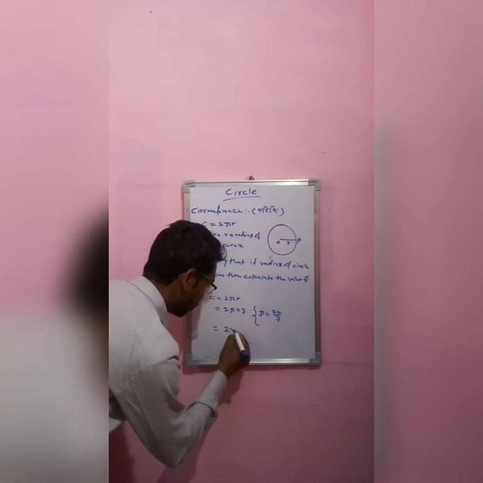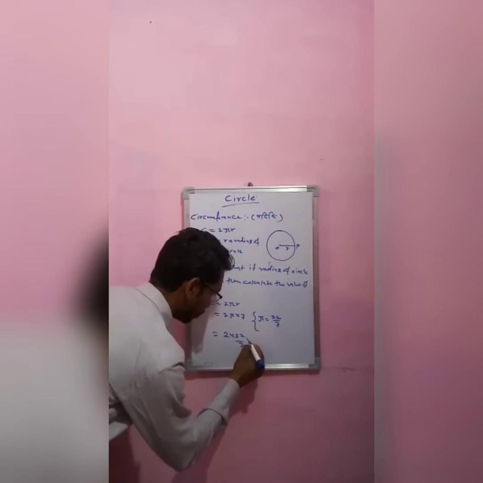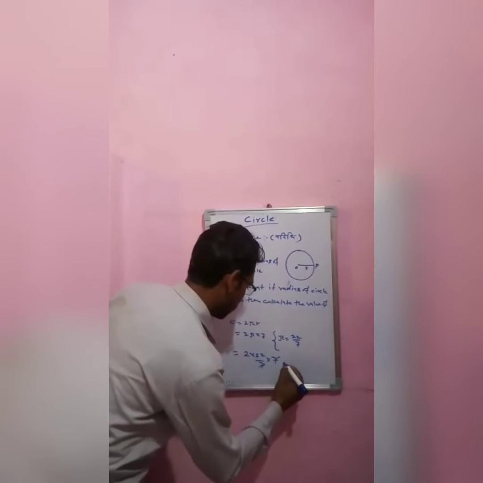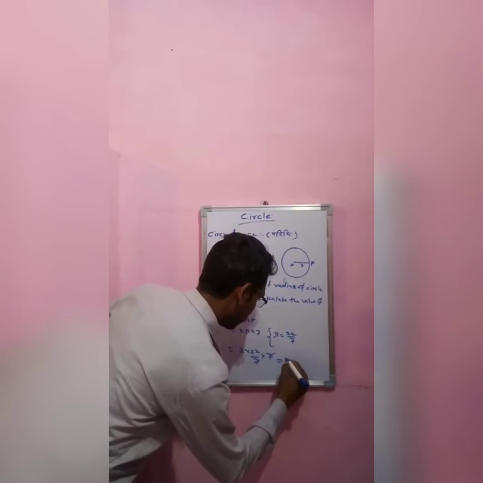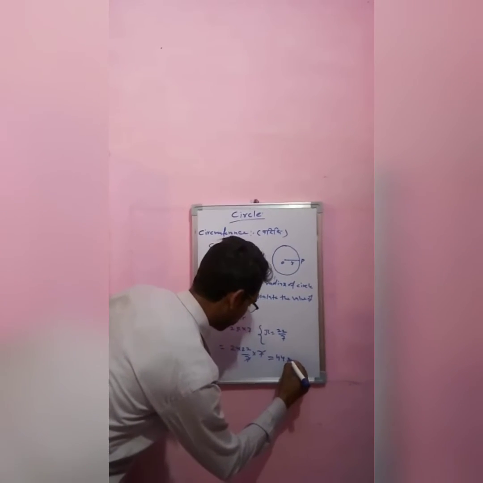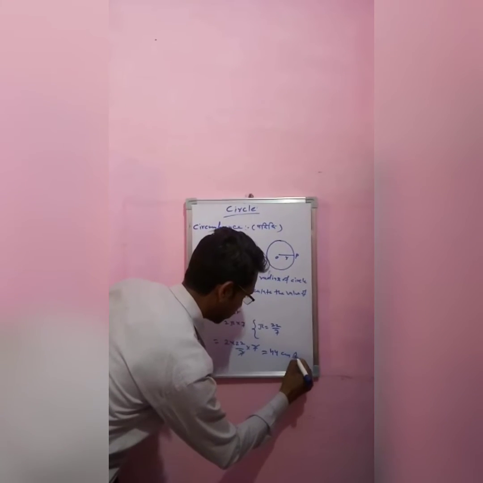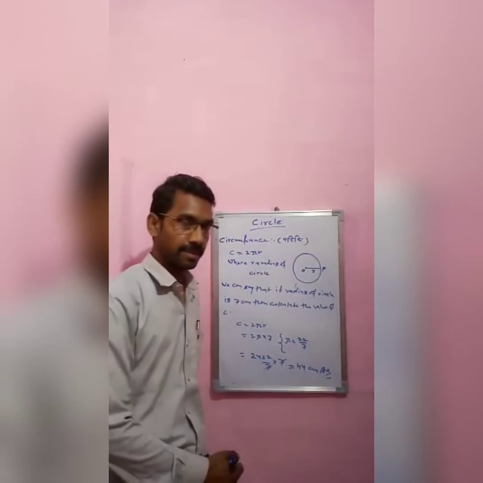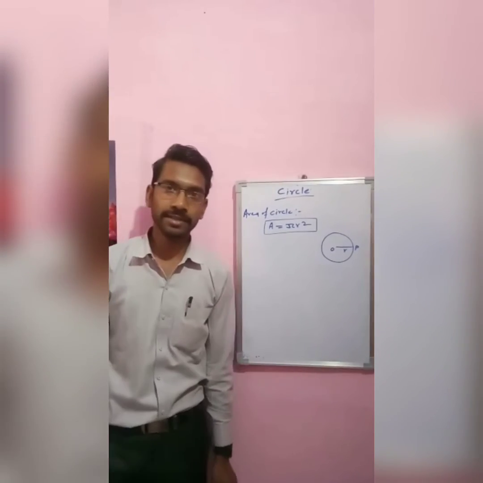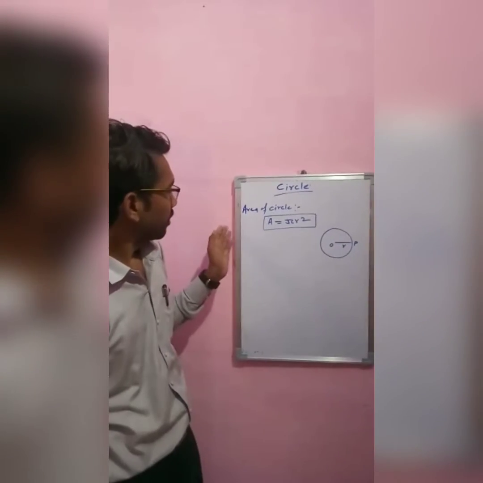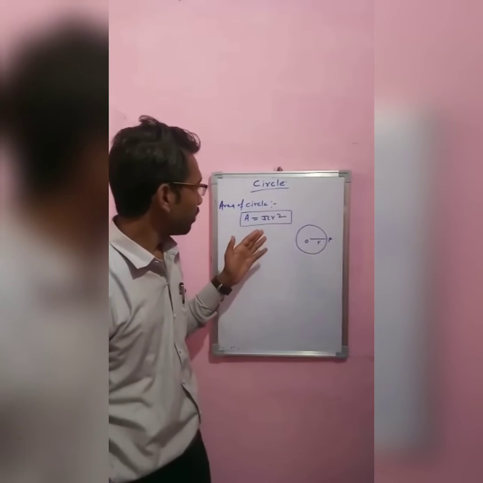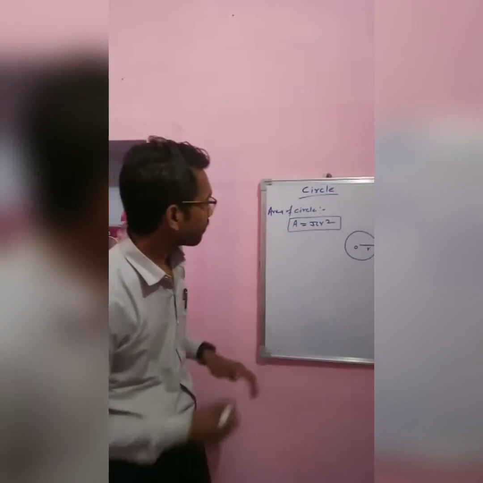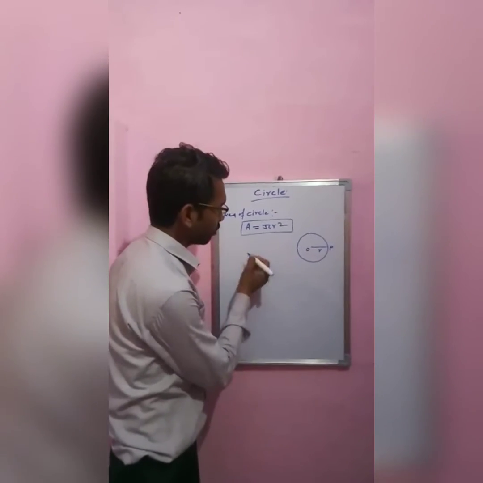Then 2 into 22 by 7 into 7, 7 cancel out. Circumference of circle is equal to 44 centimeters. This is the answer. Got it? Here we can say that A equal to pi r square. Now area of a circle, A equal to pi r square.